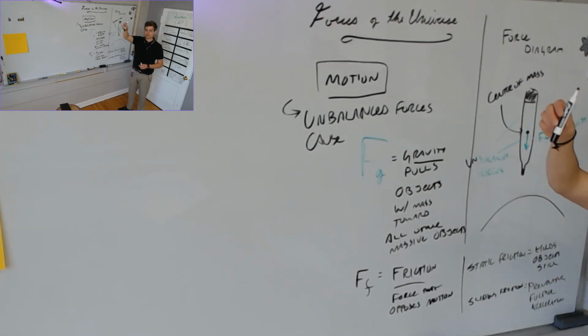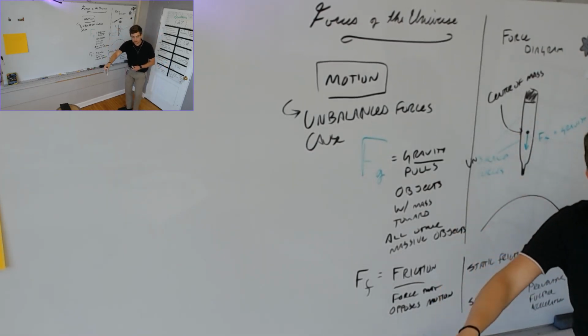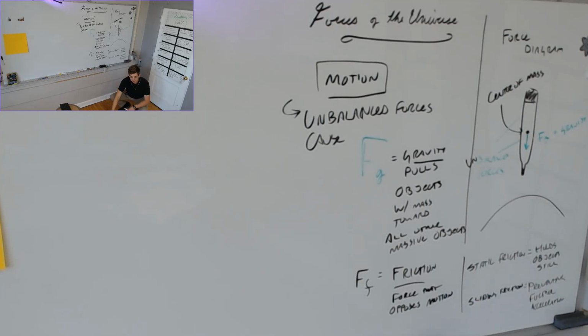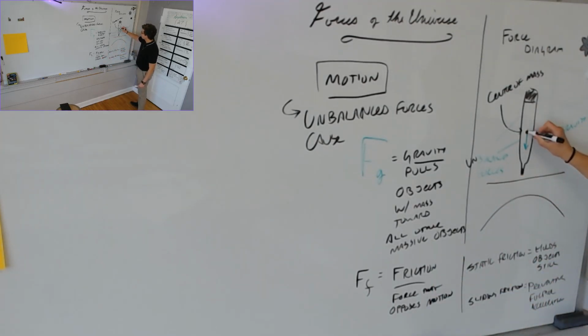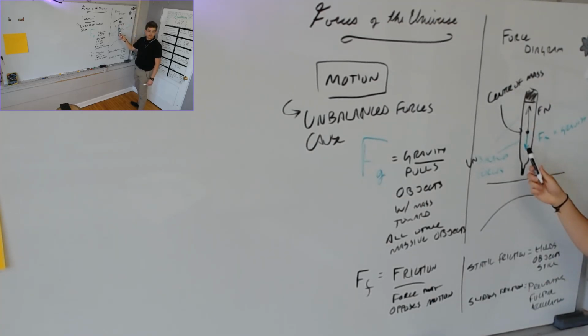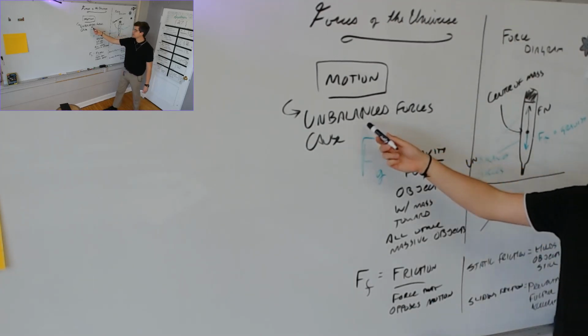But now imagine in slow-mo, but now it's stopped again. So this unbalanced force, now when it hits the floor, now there's the normal force of the floor, which is greater than gravity. And so that causes it to stop. So we can't just say unbalanced forces cause motion.